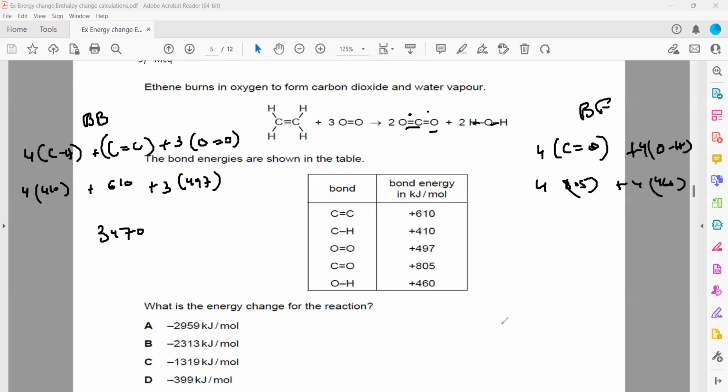The bond forming energy is 5,060. Okay. 5,060. What is the energy change? It will be bond breaking minus bond forming.